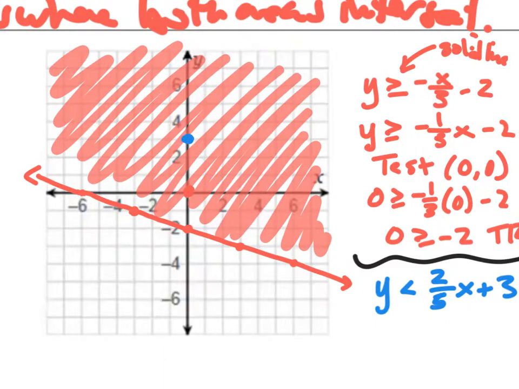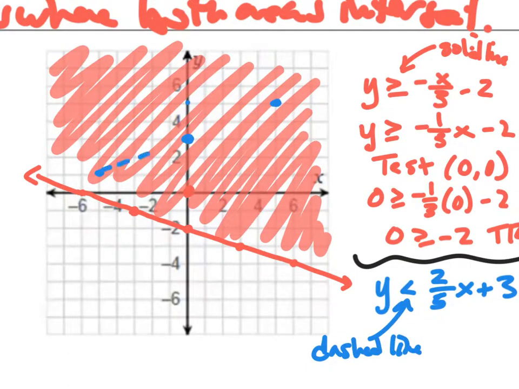And then I want to go up 2 and to the left 5. So up 2 and then over 1, 2, 3, 4, 5. We do the same thing going down 2 and then to the left 5. And because my line is strictly greater than, this is going to be a dashed line. I'm sorry, strictly less than.